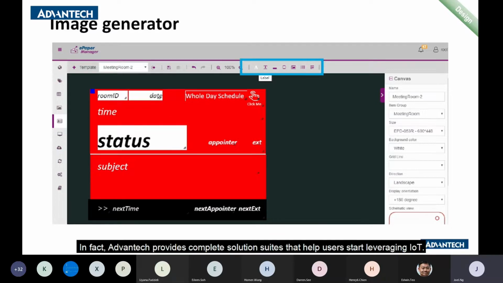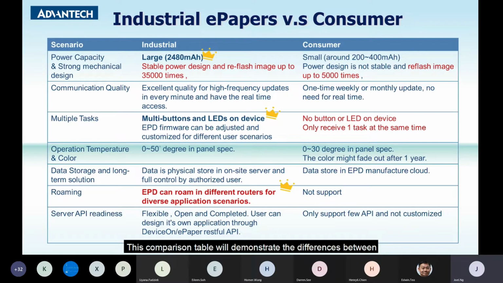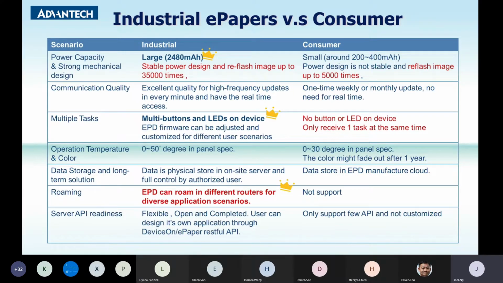In fact, Advantech provides complete solution suite that help users start leveraging IoT. This is the Smart Factory Solution Suite. I will show you how EPD is deployed in warehouse and the production lines. This helps improve stock and the logistic flow efficiency. This comparison table will demonstrate the differences between Advantech EPD and the consumer price tag.